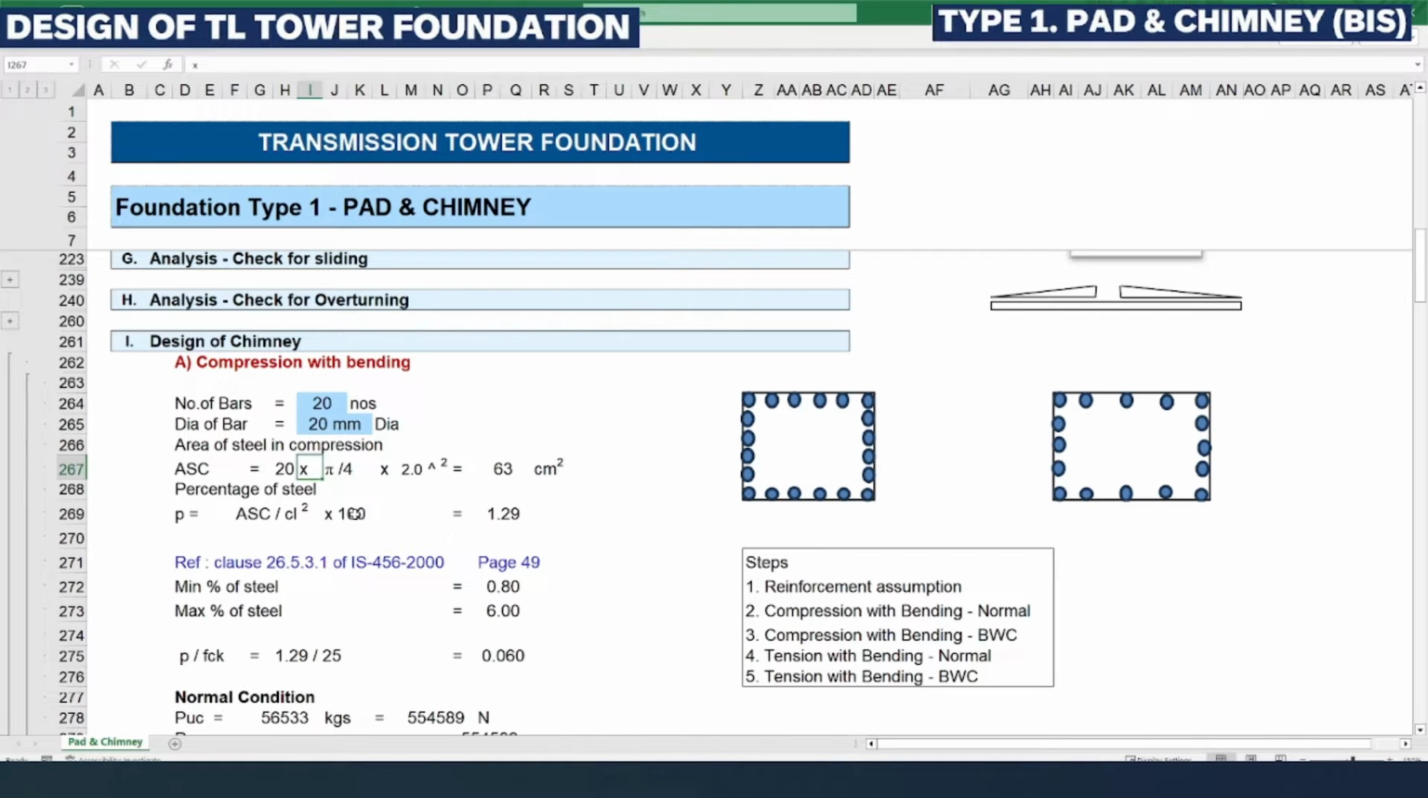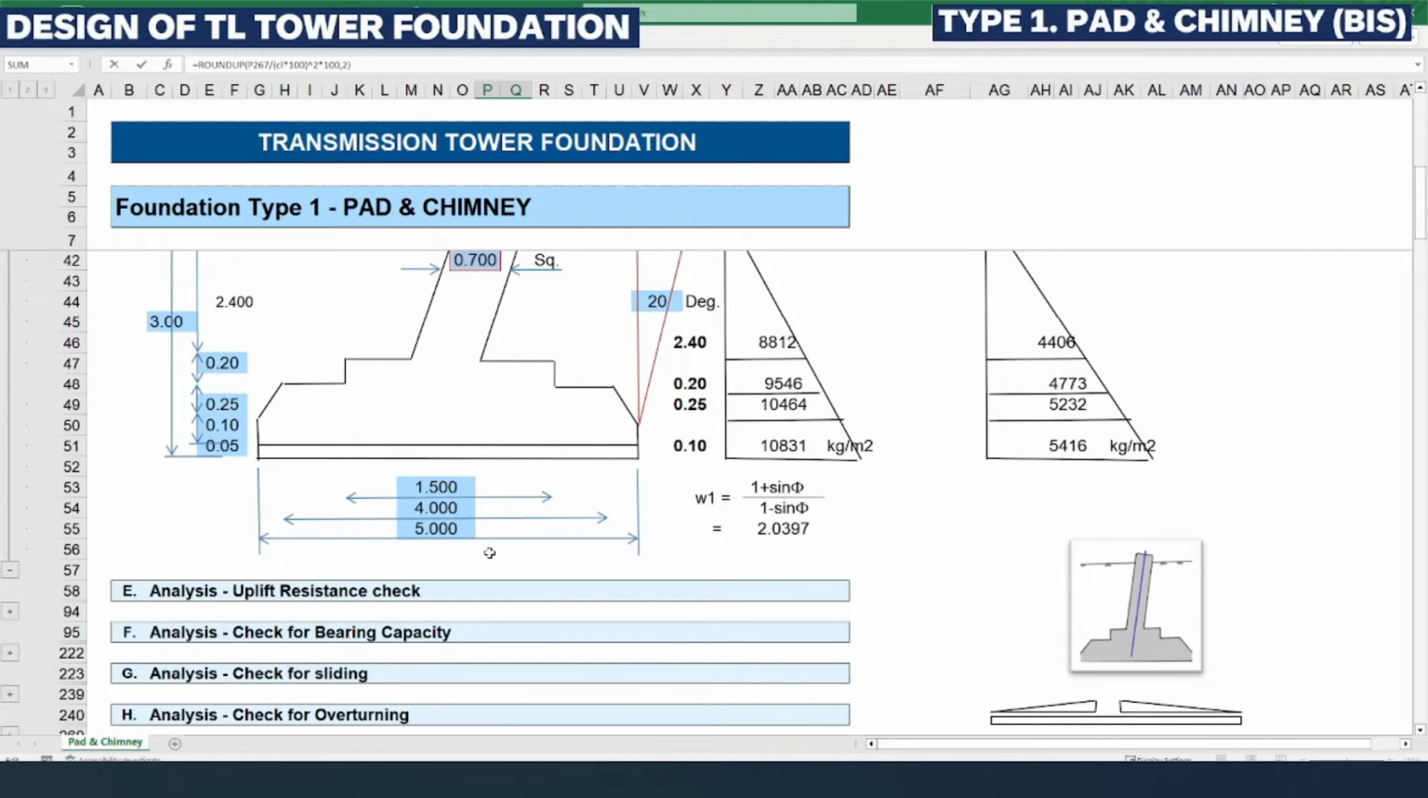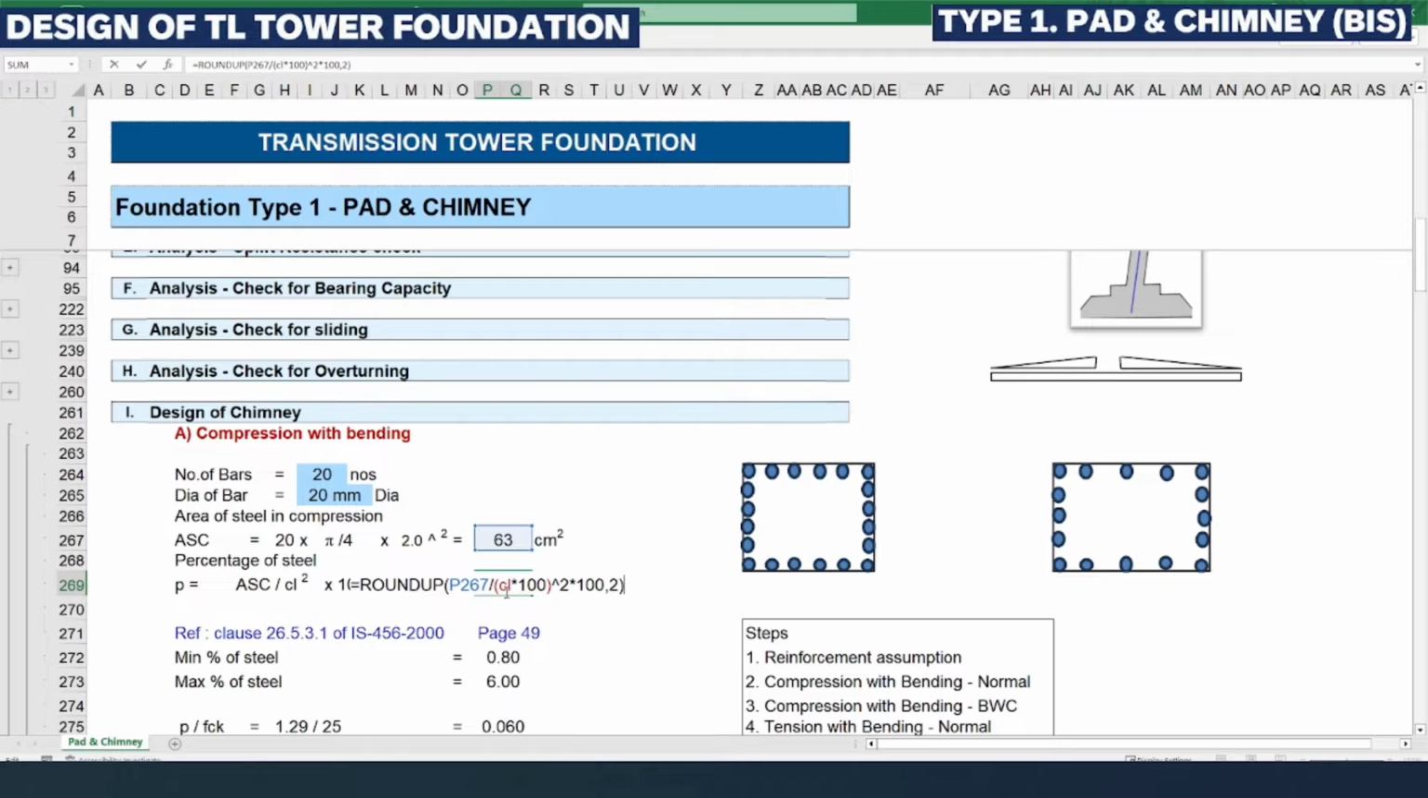Area of the steel in compression we can consider as 20 number times pi d square by 4. Here we are considering the diameter in centimeter, so this 20 mm we are dividing by 10 to get 2 centimeter. Applying this pi d square by 4 times number of bars formula, we get 63 centimeter square. Calculating the percentage of steel, it is Asc, the area of steel in compression, divided by the concrete chimney size, which is 700 mm in both directions. Divided by that cross sectional area we get 1.29 as the percentage of steel reinforcement.